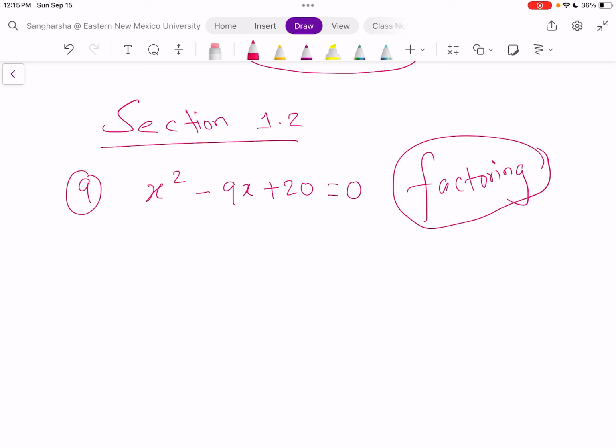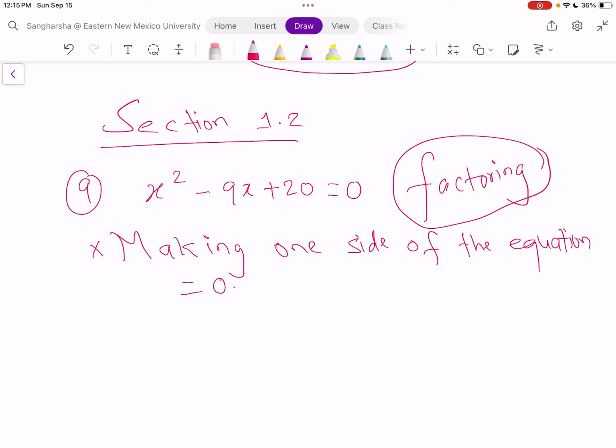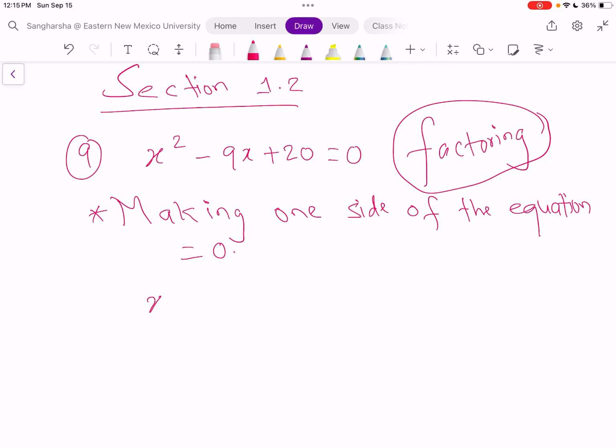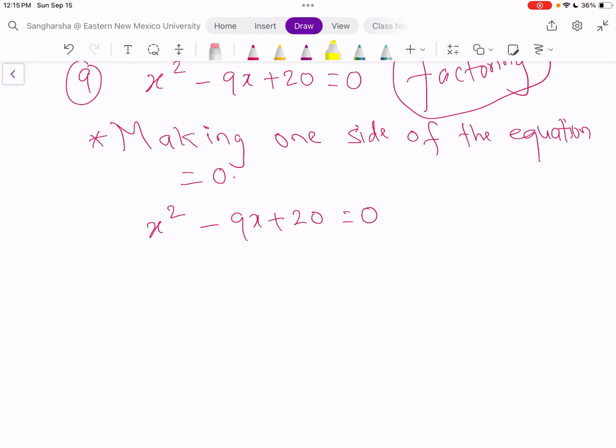You have to use factoring method. Now, the very first step of solving quadratic equation by factoring method is making one side of the equation equal to 0. That's the first step. Okay, now in our equation, let me rewrite: x squared minus 9x plus 20 equals 0. Now in this equation we already have 0 on the right side, so we can skip this step.